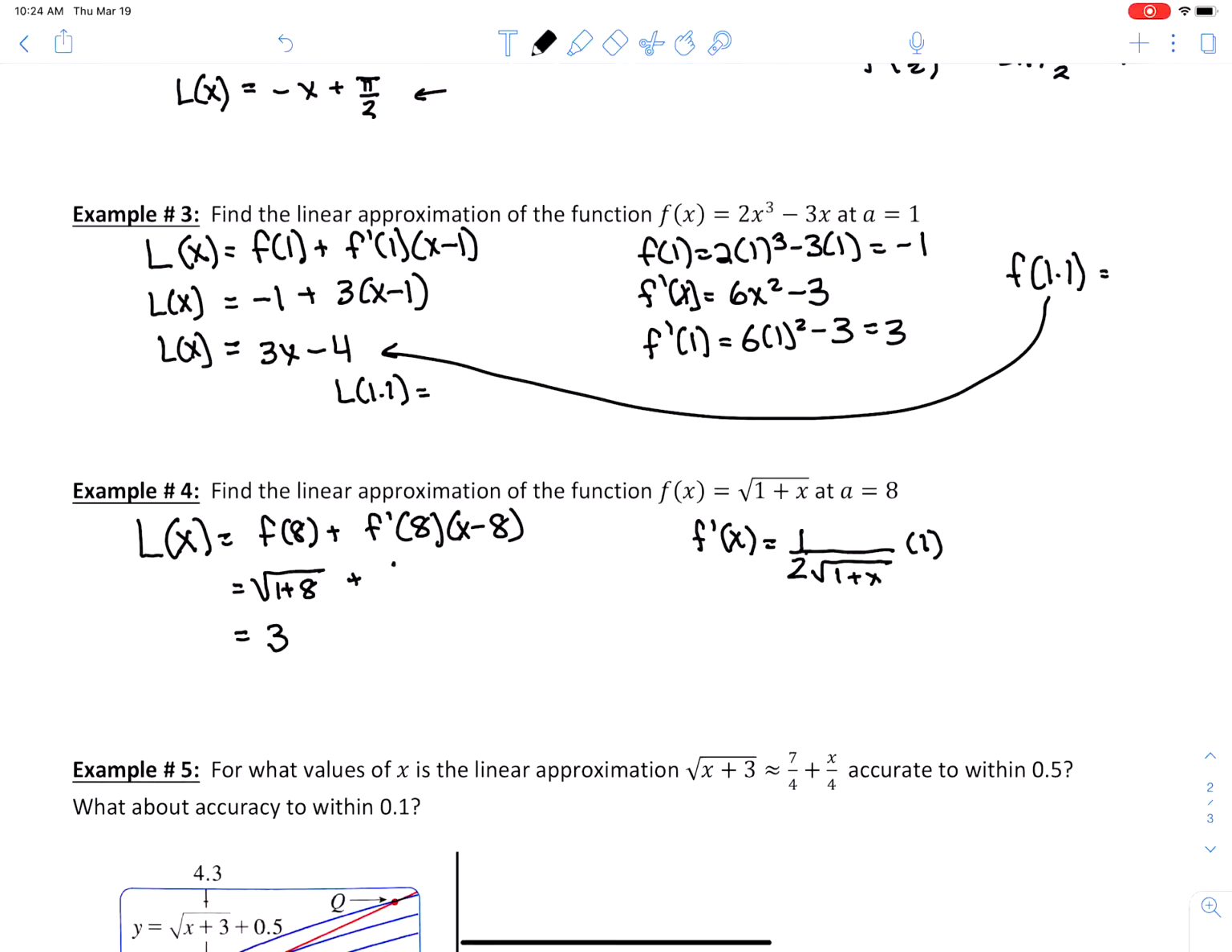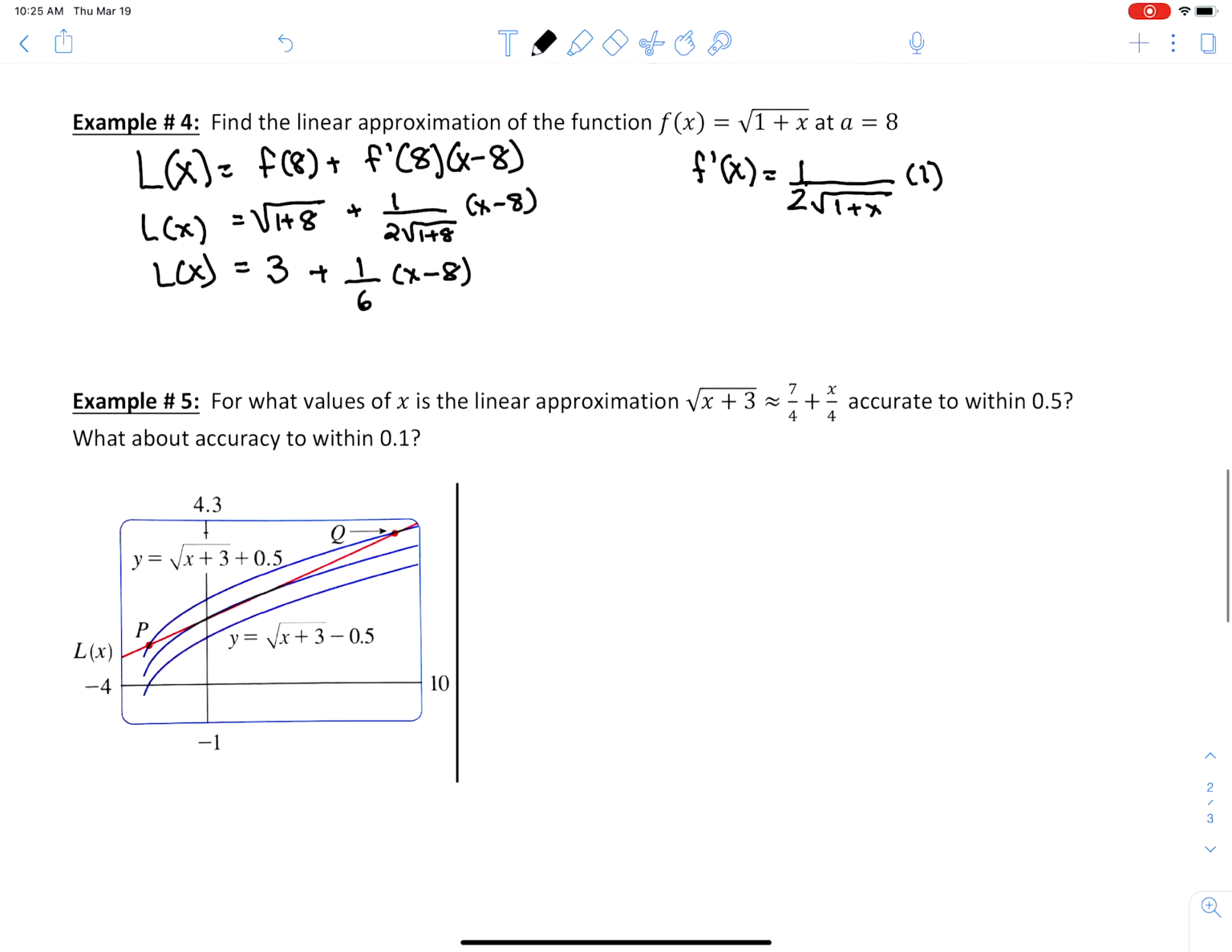I sub in 8 into my derivative function. And I get 1 over square root of 9, which is 3. 3 times 2 is 6. And there's my approximation that I'm able to use to do anything with.